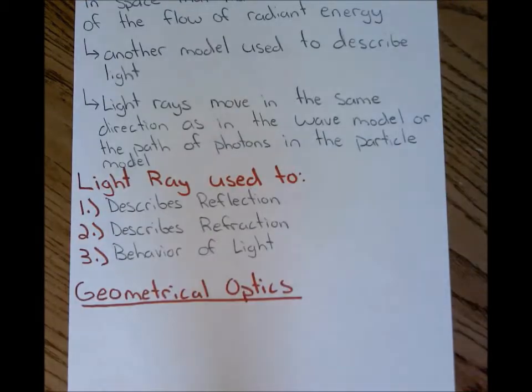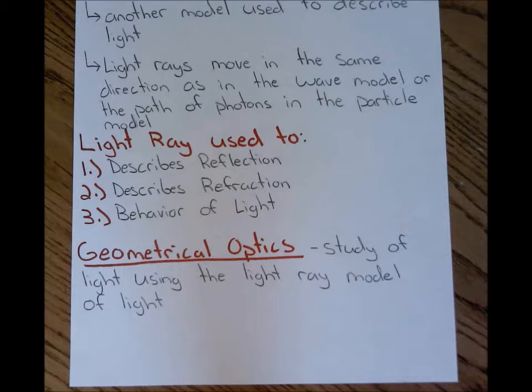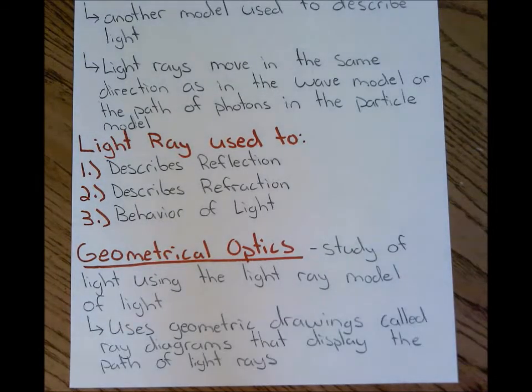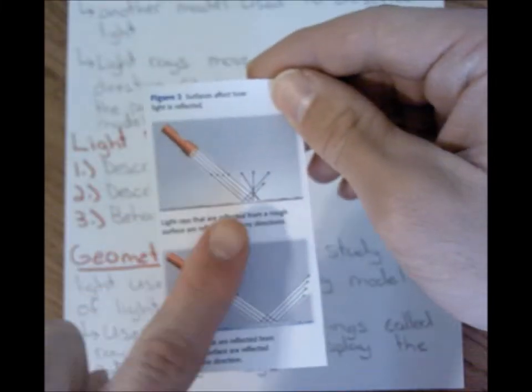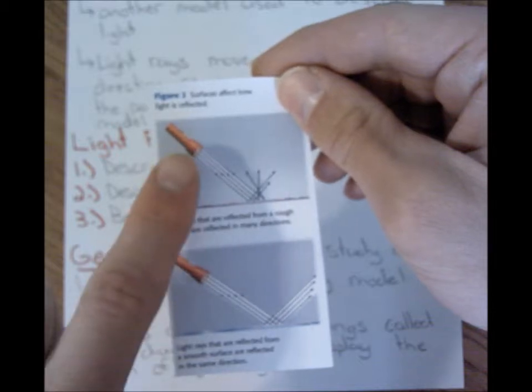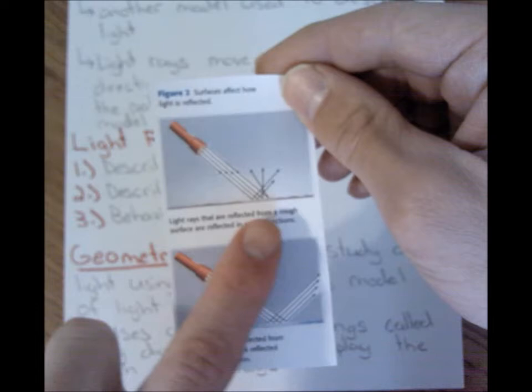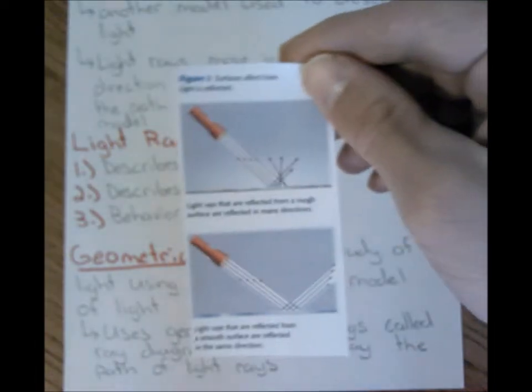That brings us to this term known as geometrical optics. This is just the study of light using the light ray model of light. It uses geometric drawings called ray diagrams that display the path of light rays. To give you an idea of what these ray diagrams look like, I have a picture here that is a ray diagram. You can see that the ray of light is simulated from this particular light source, the flashlight, and the arrows indicate the direction of travel of that light ray.